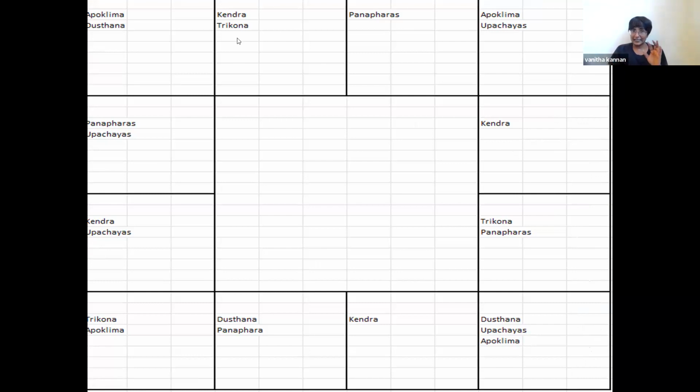Okay. Consider this is the Mesha Lagna. We are going to see the chart for the Mesha Lagna. Then we have to find out what are the Kendra first. For the Mesha Lagna, let's find out the Kendra. Kendra is the 1, 4, 7, and 10. First is the Mesha, and 4th is the Kataka, and the 7th is the Tula, and 10th is the Makara. Okay, now we find out the Kendra houses 1, 4, 7, and 10.